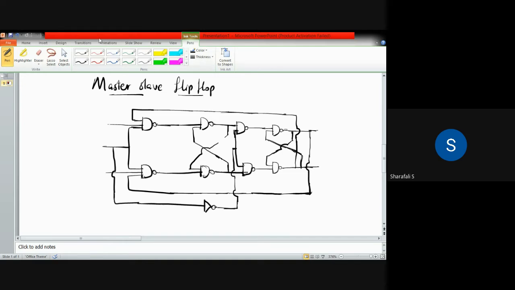So we have two JK flip-flops here. One will act as master, the other one will act as slave. This part of the flip-flop will act as the master, and the next one is the slave. This part will act as the slave.